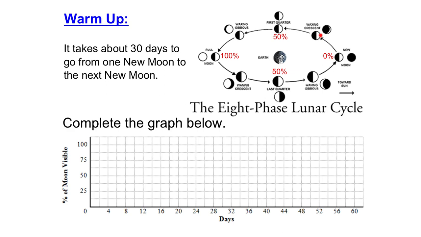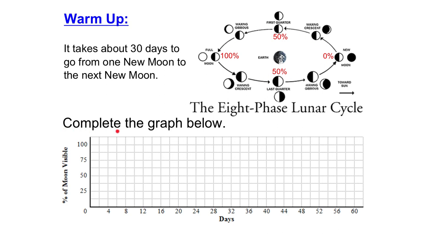Now, if you're standing on the earth and you look up in the sky and you see half of the moon's surface, 50% of the moon's surface, that's the first quarter. A full moon, you're seeing 100% of the moon's surface, etc. Okay, so that's the lunar cycle.